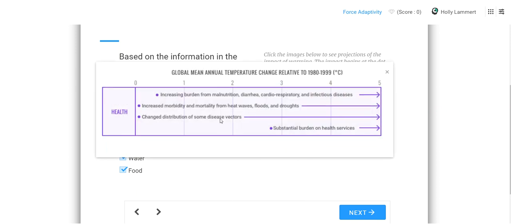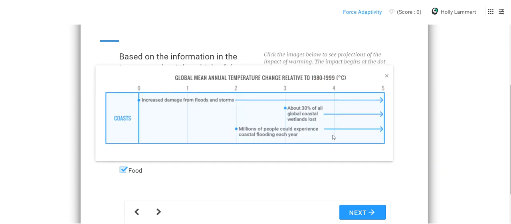Okay, health. Increased burden from malnutrition, diarrhea, cardiorespiratory, and infectious diseases. Infectious diseases are able to spread into new zones. Increased morbidity and mortality from heat waves, floods, and droughts. Remember, morbidity is the chance that you're going to get a disease. Mortality is the chance that you're going to die from it. Changed distribution of some disease vectors, a vector being something that transmits a disease. Substantial burden on health services as a result.